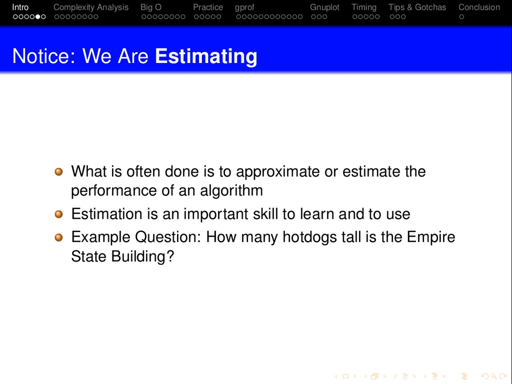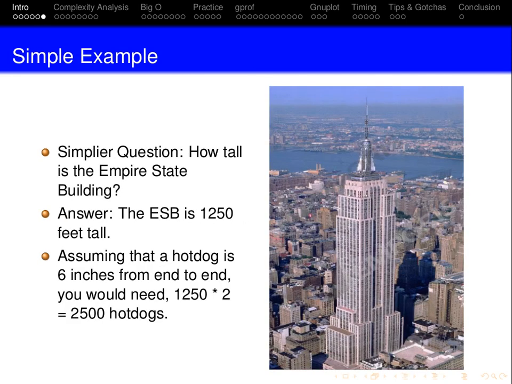Because I know how many feet tall it is, I can figure out how many hot dogs tall it is. Then you just convert it. See, we already know how to estimate. How tall is the Empire State Building? 1,250 feet tall, at least that's when I looked it up. If it's 6 inches from end to end, you would need roughly 2,500 hot dogs.